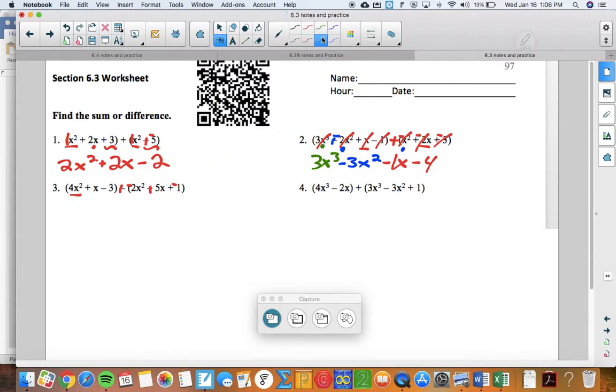And now we go about our combining like terms. So that gives you 2x squared. Combine the x's. That gives you 1x and 5x is 6x. And then negative 3 and negative 1 is negative 4. That was pretty fun.